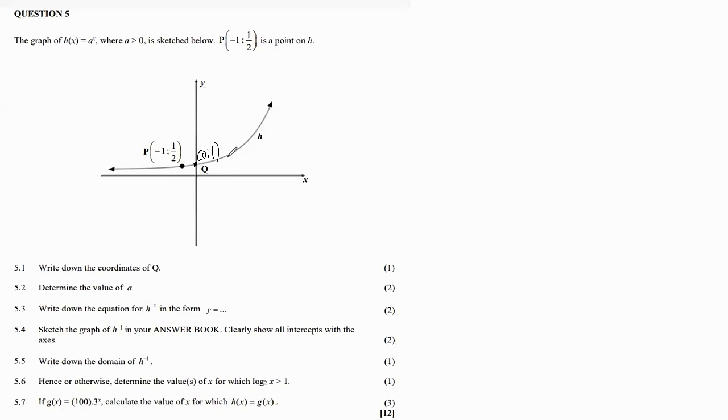Now we have identified that what this means in inverse is that there will be a swap of the coordinates. So the x coordinate will become the y coordinate and the y coordinate will become the x coordinate. If I were to swap these ones, then I understand that the inverse of Q, or the transformation of Q, will now be (1; 0).